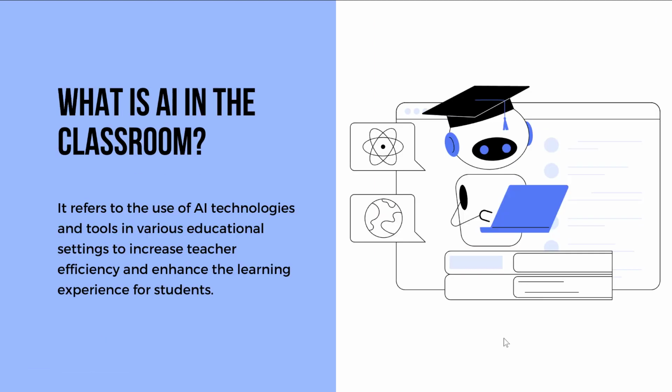So, what is AI in the classroom? AI in the classroom is any educational technology tool that the teacher uses in the classroom or outside the classroom to save time and effort. Maybe there are unnecessary things that teachers do that consume lots of time and effort, and at the same time it enhances the learning experience for the students.